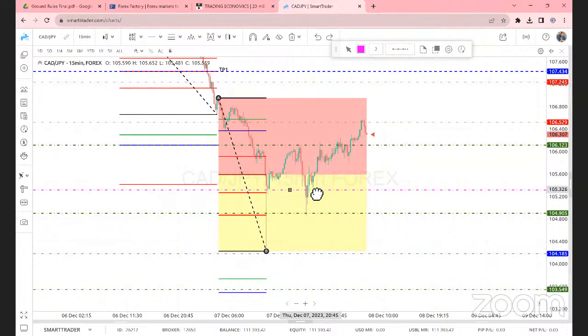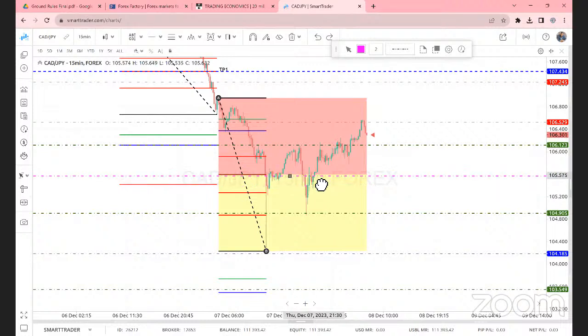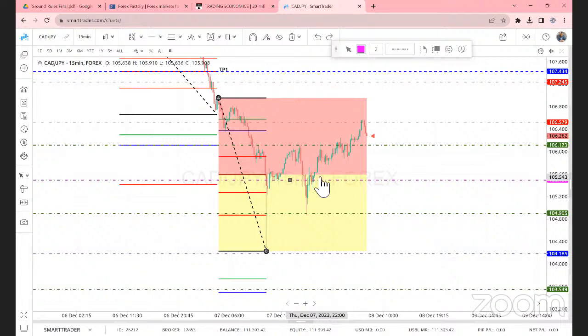105.536. I'm sorry, I can't see. 105.536, so right around there, right around that area. Okay. So you think it's ready to continue longer? You think this is gonna make it? It's gonna drive down from here.